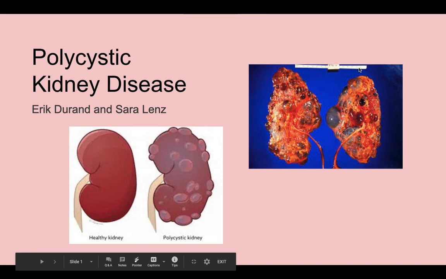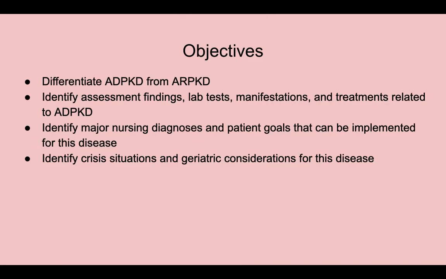We're going to be talking about polycystic kidney disease. So our objectives, we're going to be differentiating between the two types of polycystic kidney disease, which is autosomal dominant and autosomal recessive. We're going to mainly focus on the autosomal dominant because it's more common in adults. So we're going to be identifying assessment findings, lab tests, manifestations, treatments.